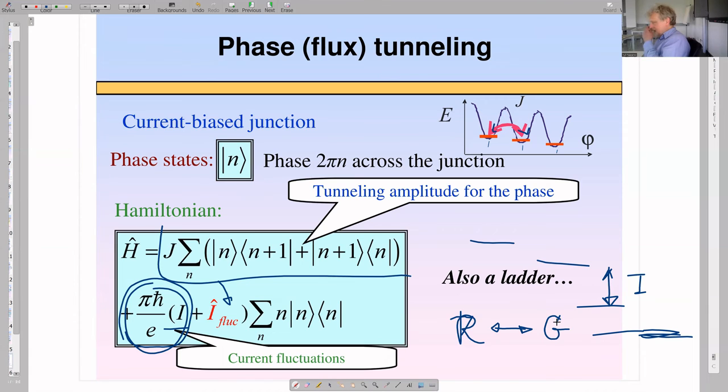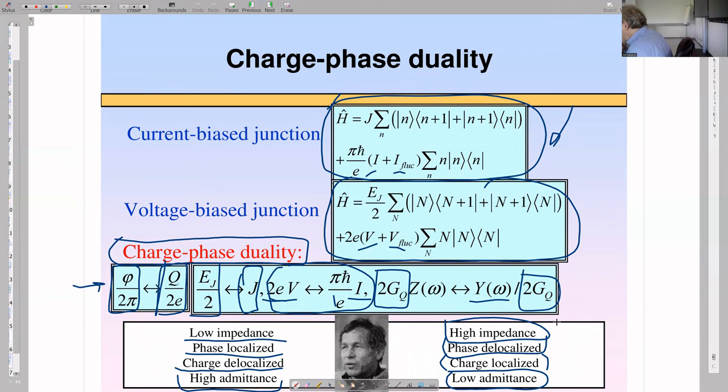So the effect of environment on phase tunneling is provided by admittance, conductance, rather than impedance, because what tunnels is a phase rather than charge. It is a conjugated variable that tunnels. Right.